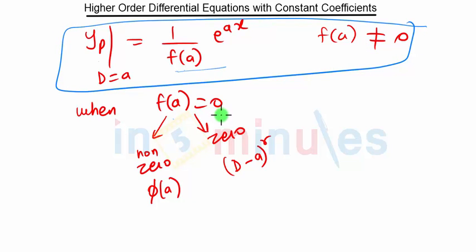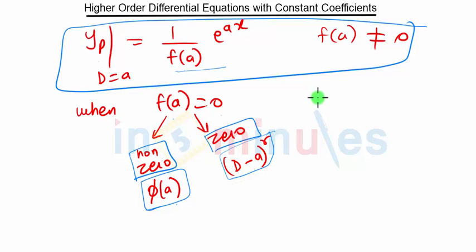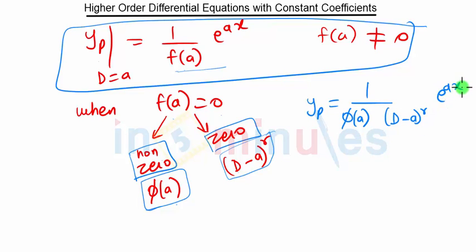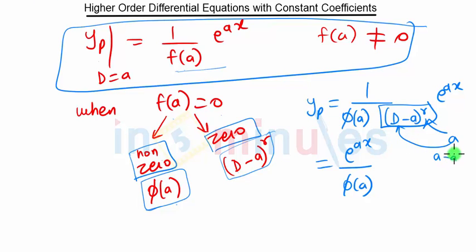When f of a is equal to 0, then we have two parts, that is non-zero part and 0 part. Non-zero part we are going to represent as phi of a, and 0 part we will represent as D minus a the whole raised to r. Then our yp is given by 1 upon phi of a into D minus a the whole raised to r, e raised to ax. Since this is a non-zero part, we can replace D by a, so this term will remain as it is. Since this part is creating a problem, because if we substitute a in this equation, a minus a will be 0 and 1 upon 0 will be infinity, so our yp will be infinity.